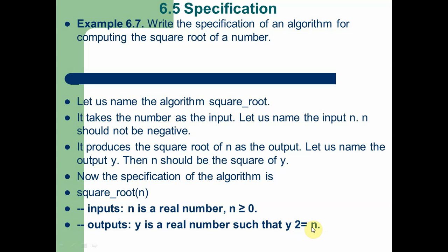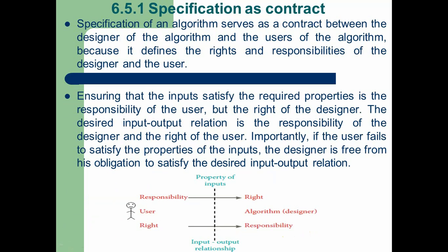So for example, if you find the square root of 25, then what is the output? The output is 5. So when we multiply the 5 with 2, then we will get the input, that is 25. So that is mentioned here, y2 is equal to n. So y2 means y into 2. We should multiply the output value with 2, then we will get the input, that is n. That is mentioned here in the third step, that is the relationship between input and output. This is the method of writing a specification for computing the square root of a number.